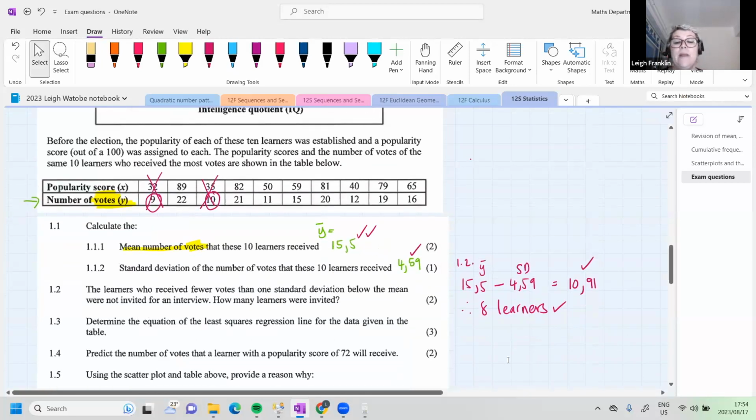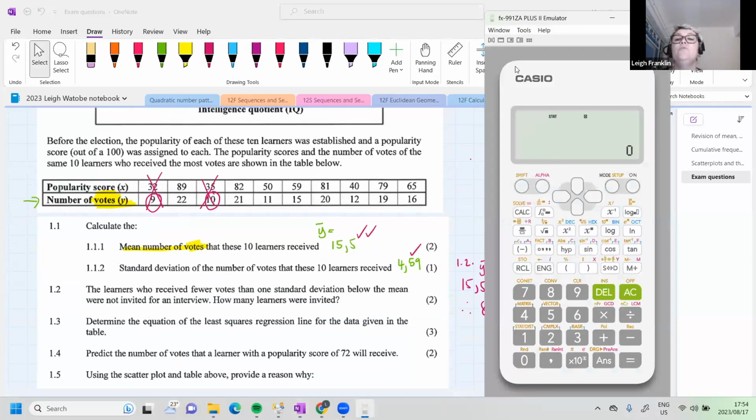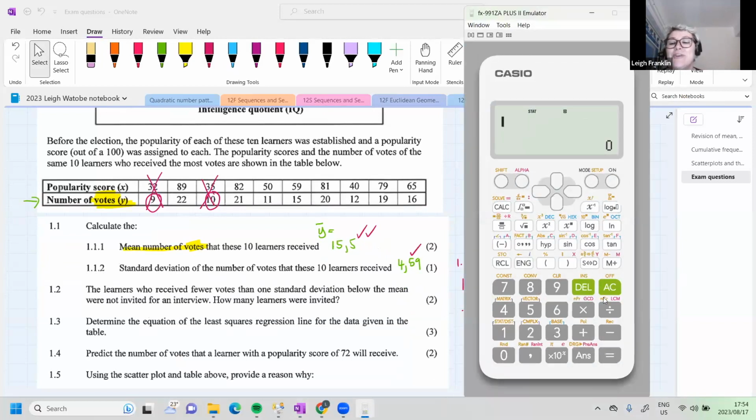All right. Now, Menenhle, you've been dying to work out the equation of the least squares regression line. Now's your chance. Okay. So in 1.3, they want the equation of the least squares regression line. Now you're going to use a plus bx.